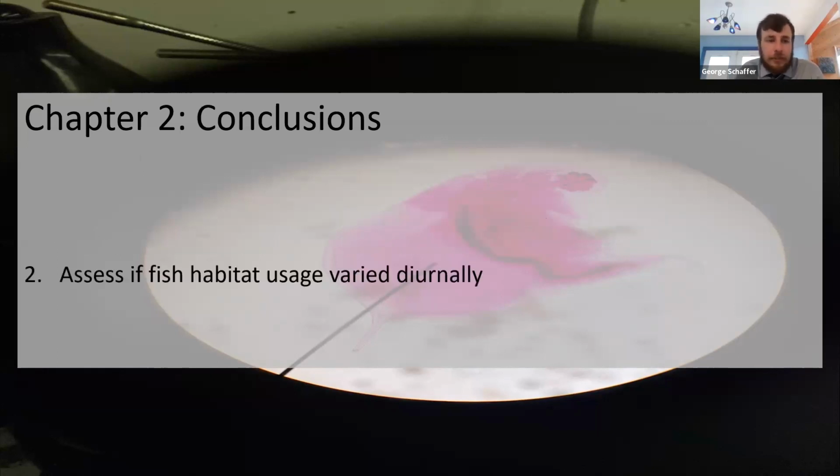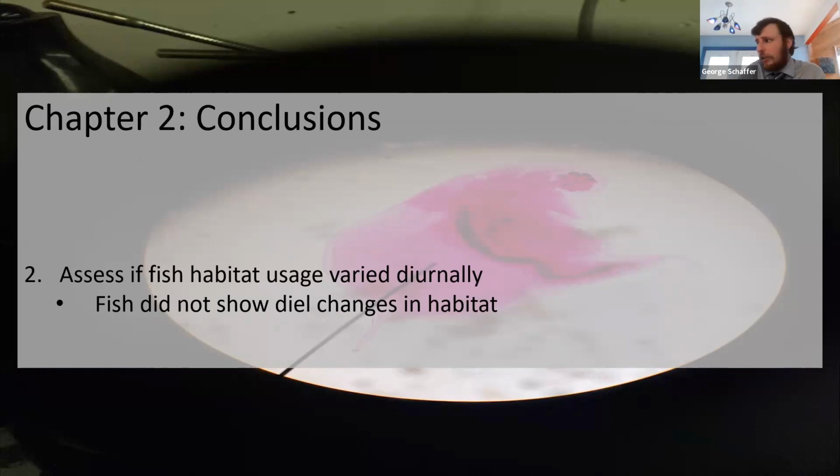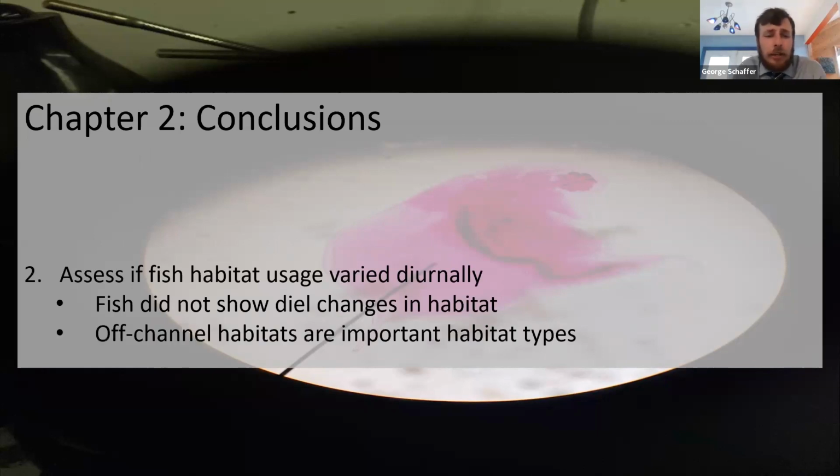And then for our second objective, to assess if fish habitat usage varied diurnally, we did not see any diel changes in habitat type, with the highest densities occurring in the off channel. And because of this, we say that off channel habitats are an important habitat type for the fish communities within the Illinois River.